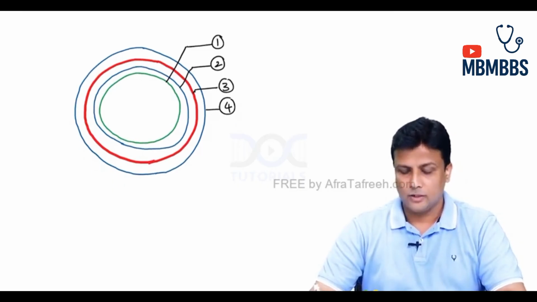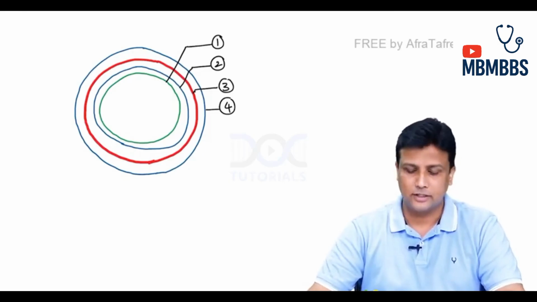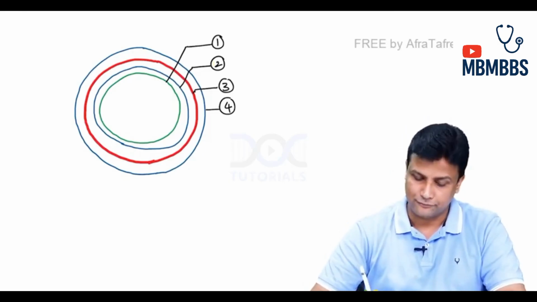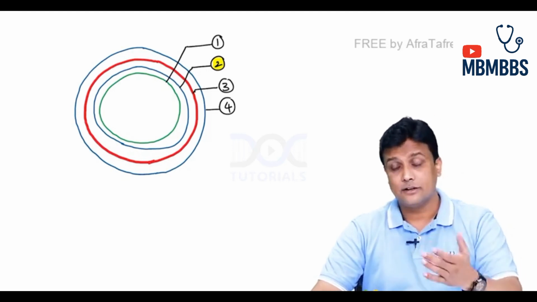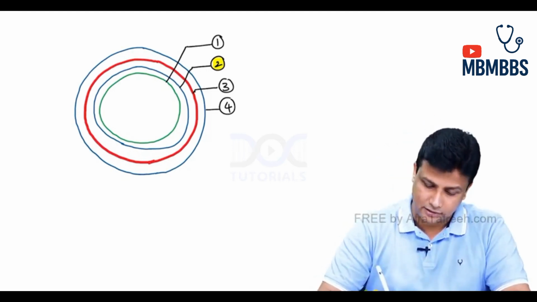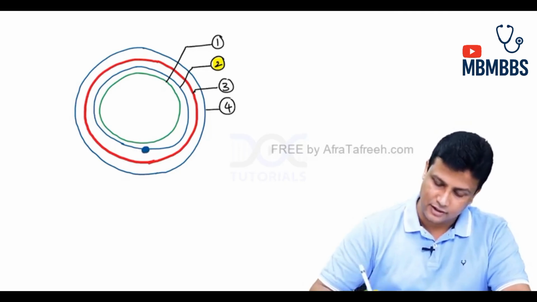Now in all of this wall of the pharynx, what I'm trying to teach you here, the important thing is layer number 2, the pharyngobasilar fascia. In that pharyngobasilar fascia, dorsally there will be a thickening, and that thickening is referred to as the pharyngeal raphe. This one is known as the pharyngeal raphe.